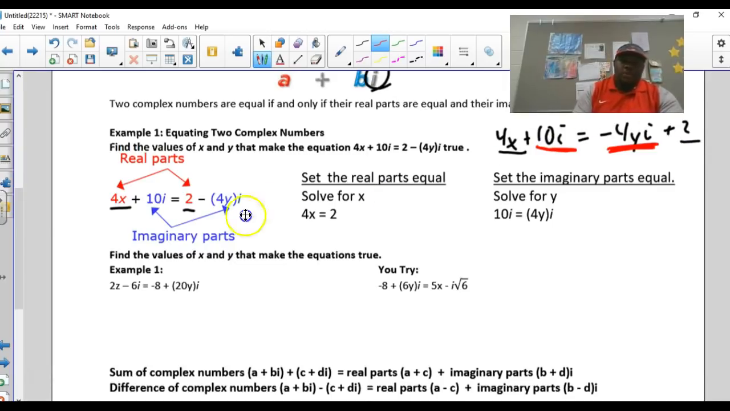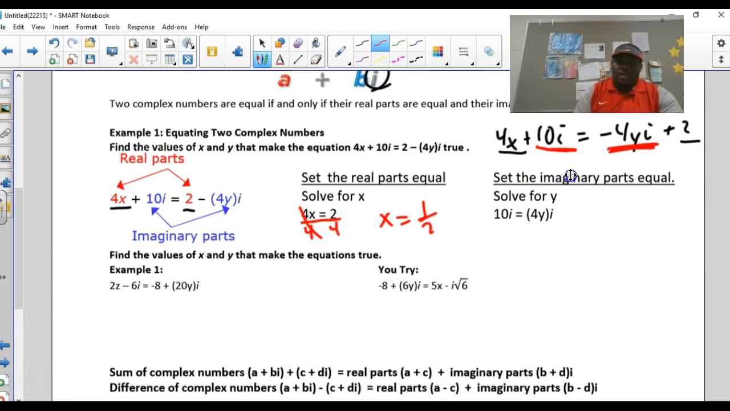To solve this, you would set the real parts equal to each other: 4x equals 2, and then solve. You divide by 4 on both sides, the 4's cancel, and you're left with x equals 1/2, since 2 over 4 is 1/2.